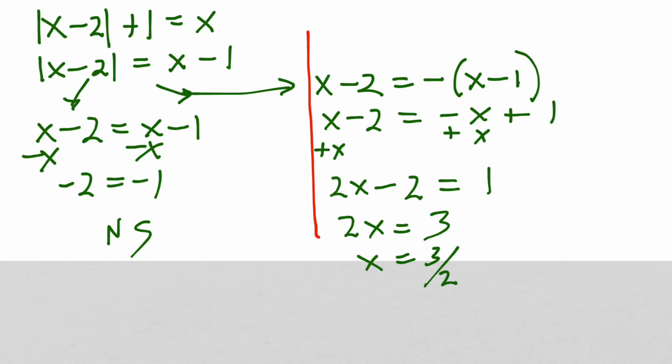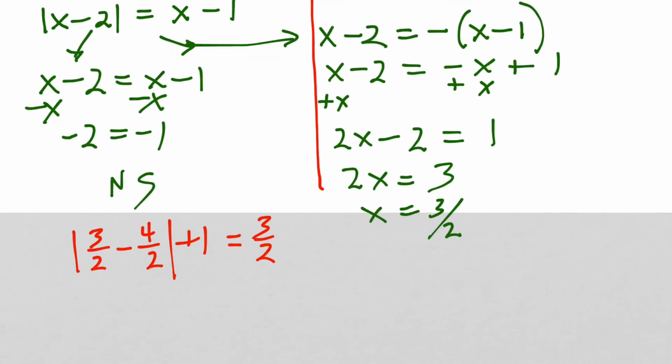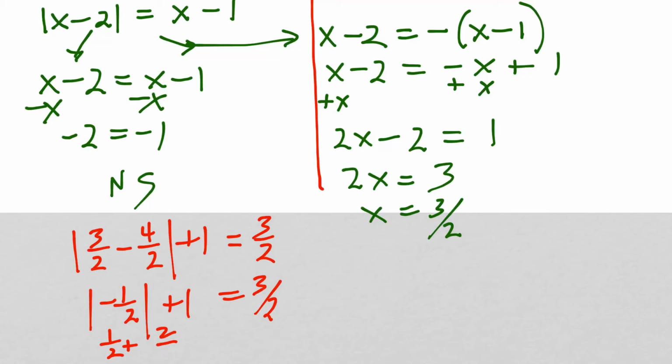All right, so it could be that x is equal to 3 halves, but we're going to check it out. So I've got the absolute value of 3 halves minus, let's call that 4 halves, plus 1 is equal to 3 halves. So that's 3 halves minus 4 halves. That's equal to the absolute value of negative 1 half plus 1. Is that equal to 3 halves? All right, so that's 1 half plus 2 halves, and that is equal to 3 halves. Okay, so that checks out. So we have a solution, and we got it from the right-hand side this time.